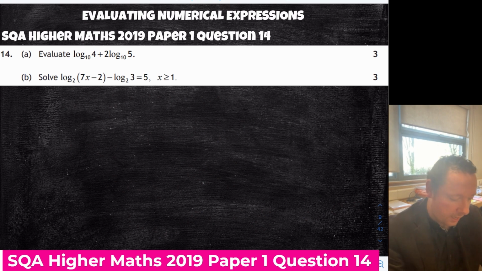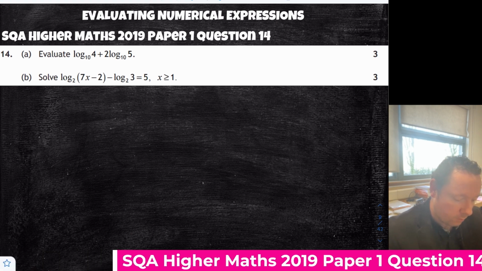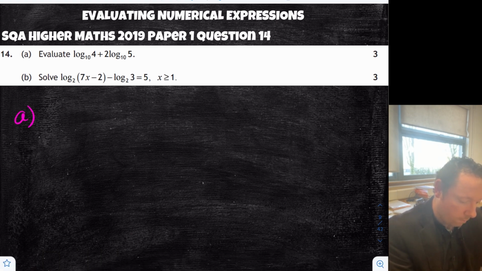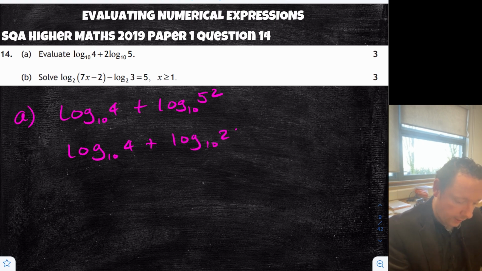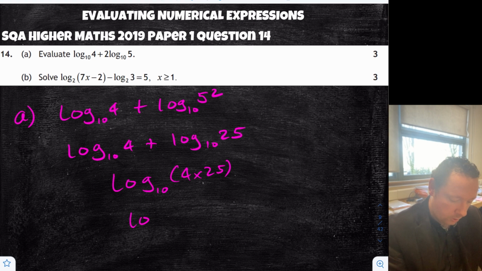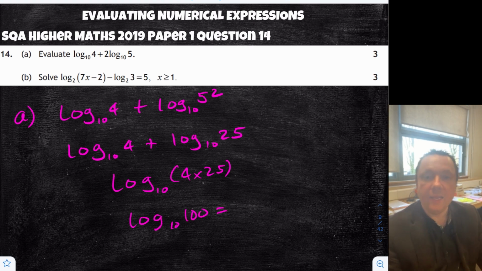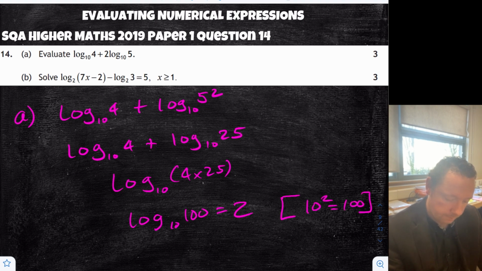Okay, evaluating numerical expressions, SQA Higher Maths 2019, paper 1, question 14. Part A, evaluate log 10 (4) plus 2 log 10 (5). So we've got log 10 (4) plus log 10 (5) squared, because I can take the 2 up. So that's log 10 (4) plus log 10 (25). And then we can combine that because we can times the numbers together. So it's log 10 (4) times 25, which is log 10 (100). Log 10 (100) is equal to 2, because 10 squared equals 100. And there we are.